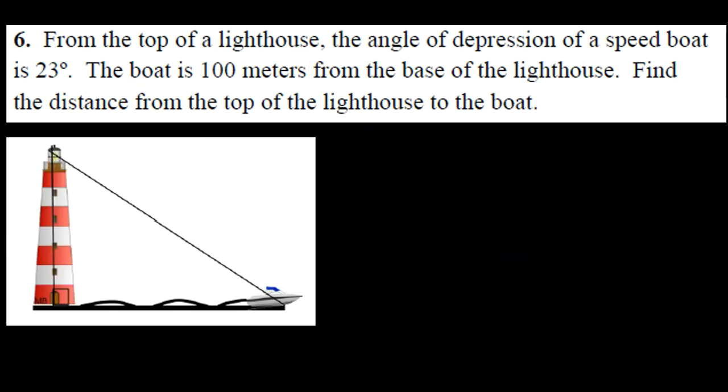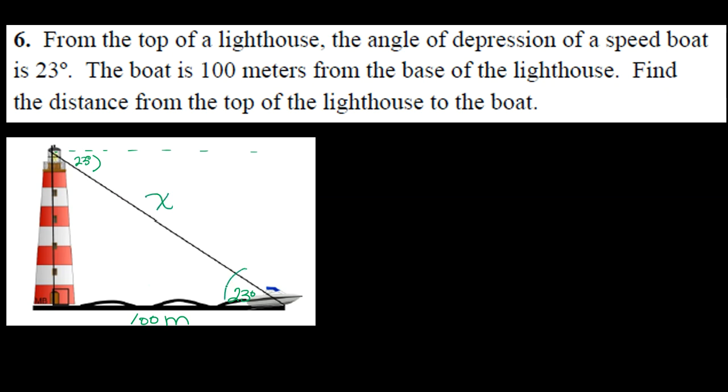Number 6, from the top of a lighthouse, the angle of depression of a speedboat is 23 degrees. So again, angle of depression is looking down. So this part right here is 23 degrees, which means this angle is also 23 because they are alternate interior, which are congruent. The boat is 100 meters from the base of the lighthouse. Find the distance from the top of the lighthouse to the boat.